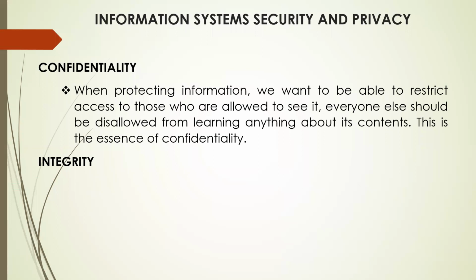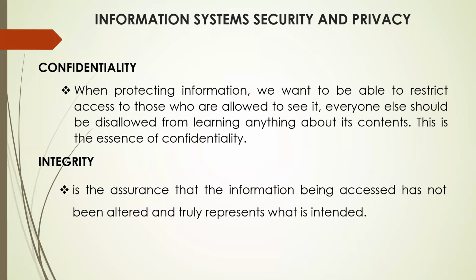Next is integrity. So when we say integrity, it is the assurance that information being accessed has not been altered and truly represents what is intended. So an example of this would be when a hacker is hired to go into the university system and change a grade. Integrity can also be lost unintentionally, such as when a computer power surge corrupts a file or someone authorized to make a change accidentally deletes a file or enters incorrect information.